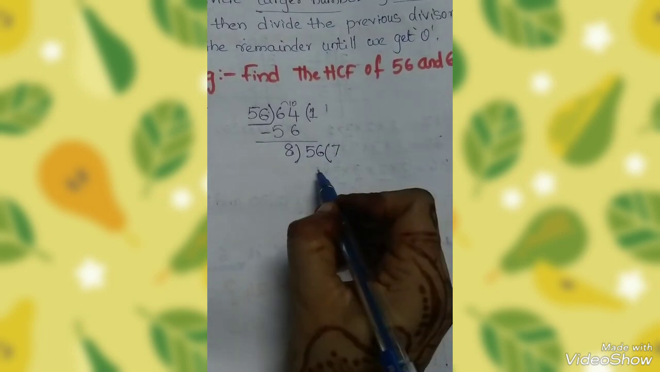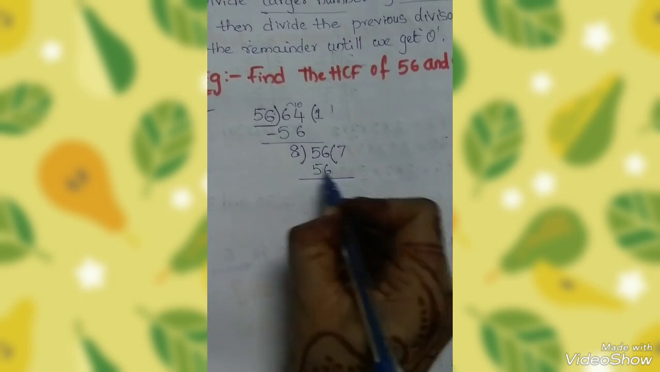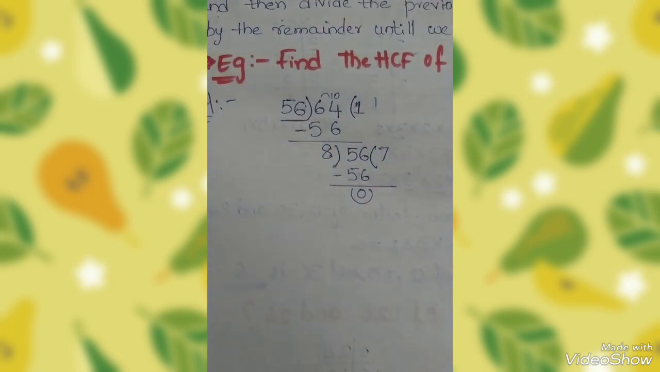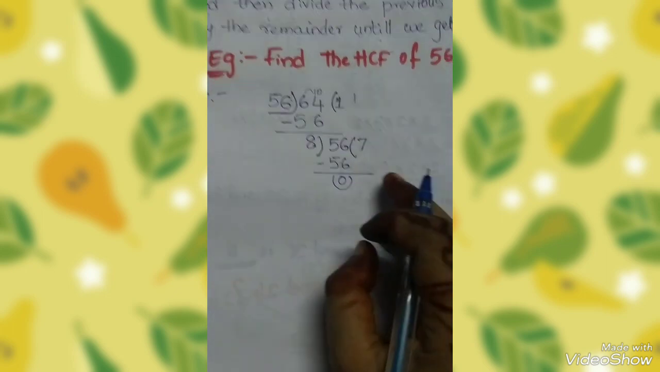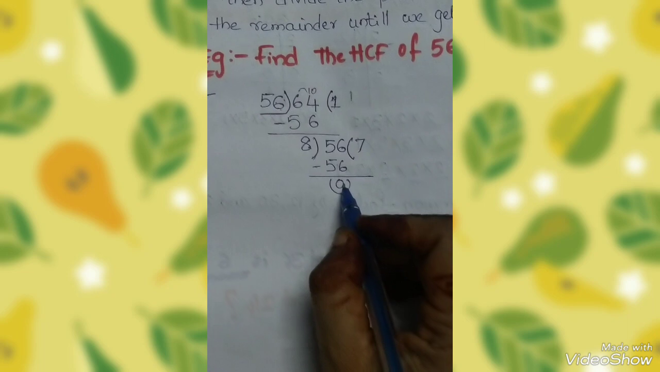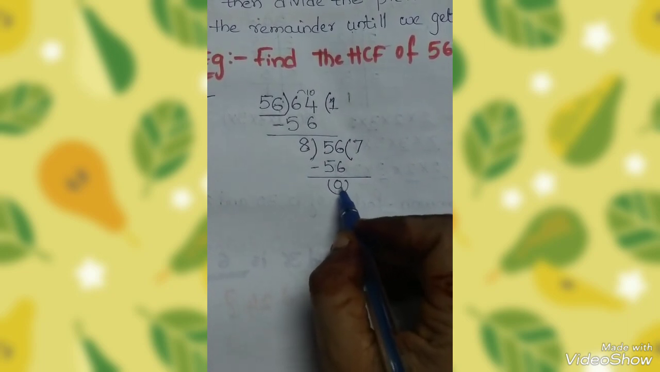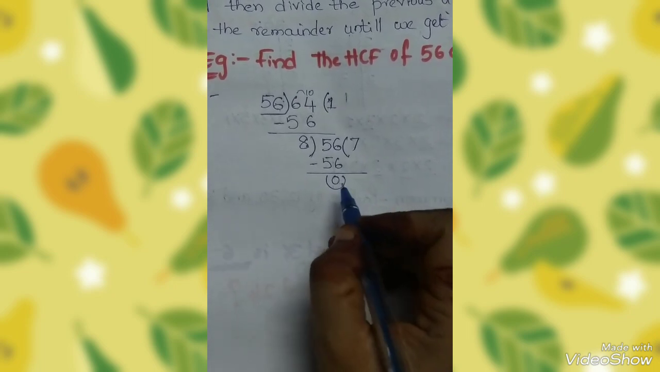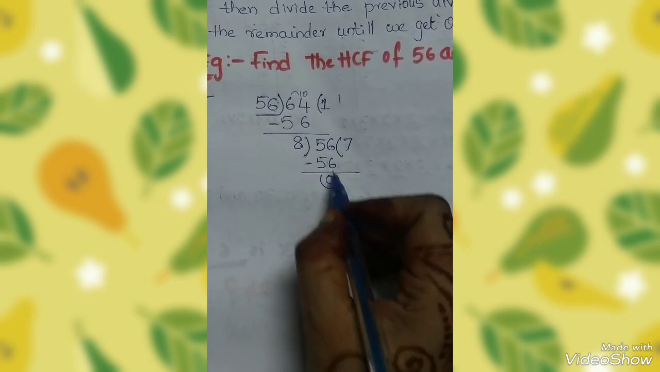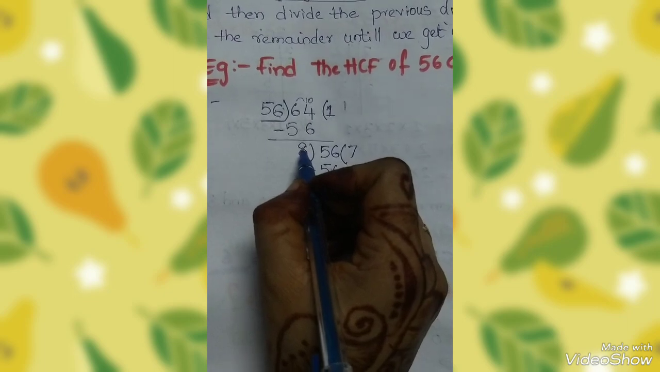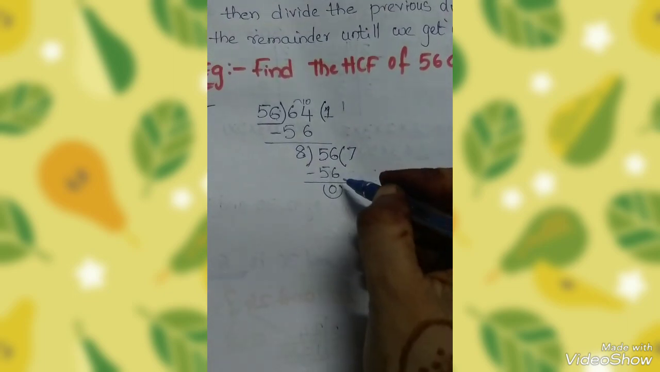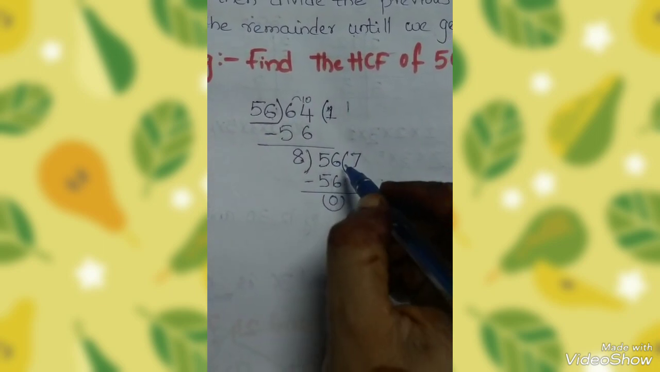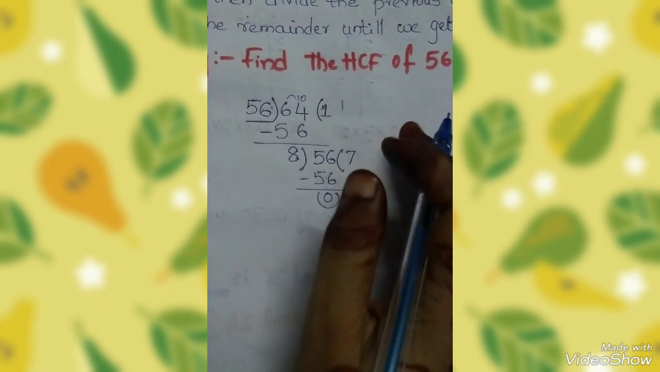8 sevens are 56. Here we get 0 remainder, so we stop the process. If we don't get 0, we again divide by the remainder. If you get any remainder like 3 or 4, you divide the previous divisor, 8, by that remainder. Like this we continue until we get remainder 0. Here 0 is obtained, so we stop the process.